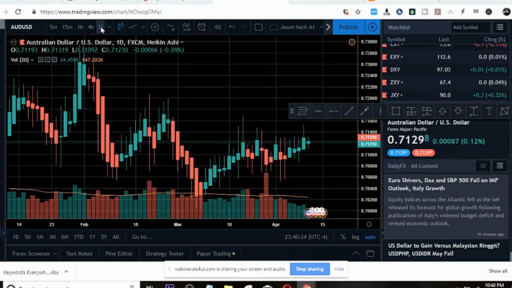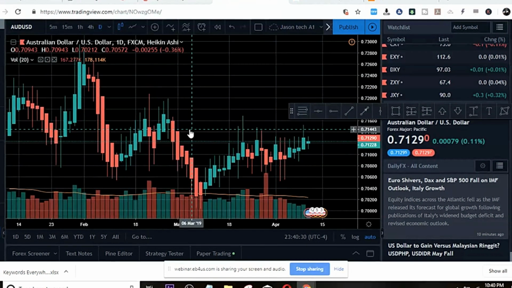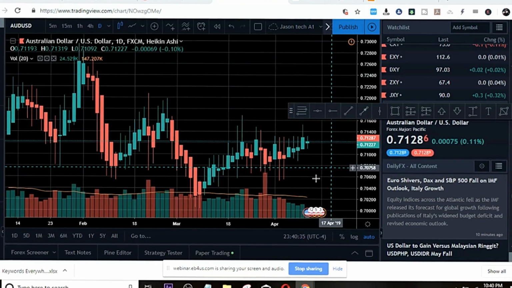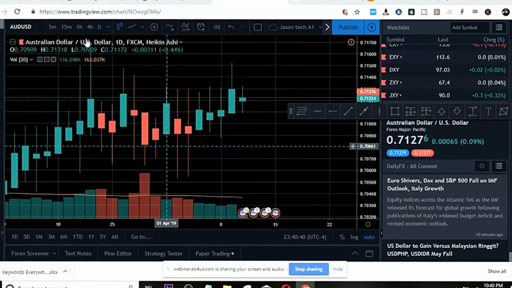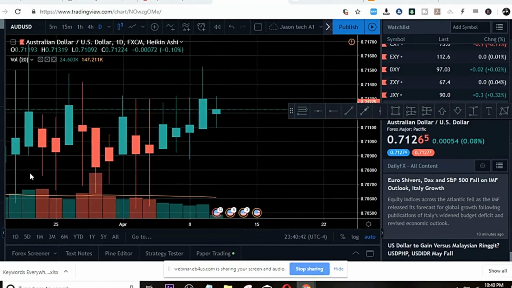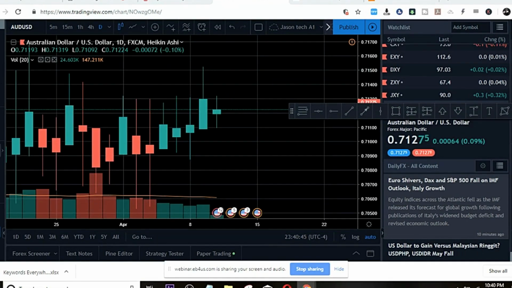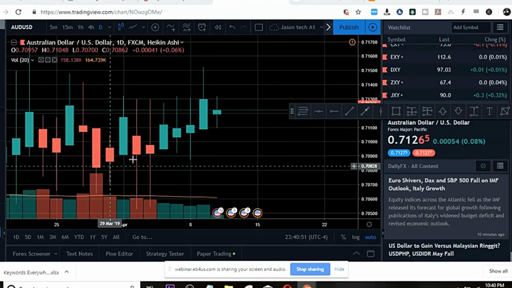We always want to keep following the order of operations. As I tell you guys, go through the day chart, go to 4 hours, go to an hour, go to 15 minutes. All right, so that's the process that we're going to do. I'm going to set up the day chart right now, so I can really take a look at this and watch this trade develop.